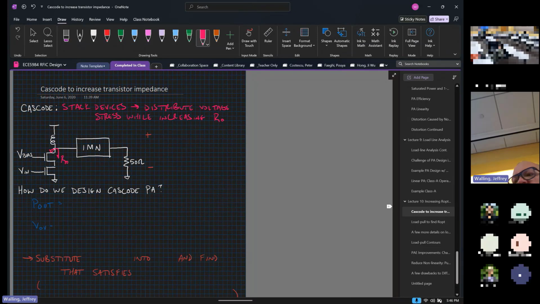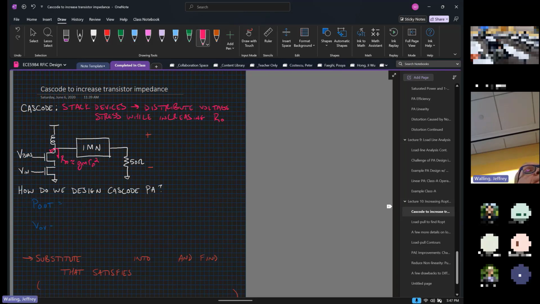What's the approximate resistance looking into the drain? GM of the common gate transistor, RO, and then the common source transistor, RO. Yeah, I think it's GM times RO squared. It's really RO times 1 plus GM times RO, but we approximate that as GM times RO squared.